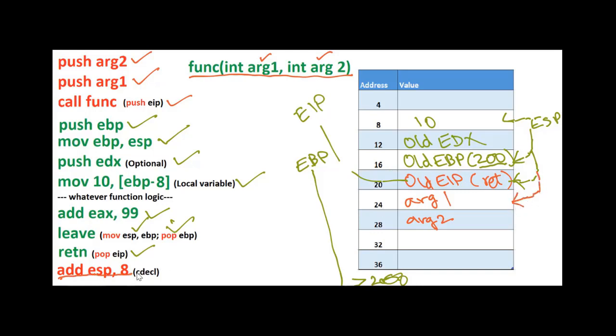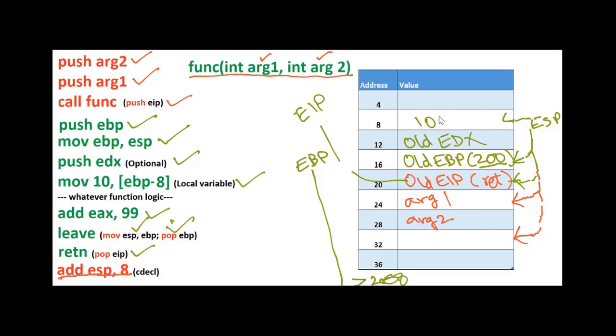24. The caller takes the responsibility of cleaning up the final part of the stack, which contains the function arguments. It does this by adding 8 to ESP. So ESP is 24 now. If I add 8, ESP becomes 32. This is the new value pointed to by ESP. With that, we have cleaned up the stack.